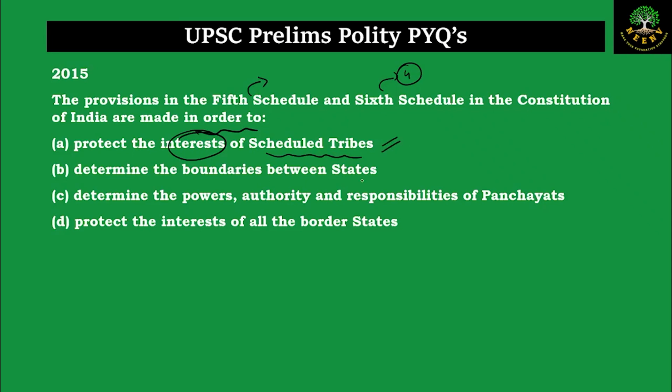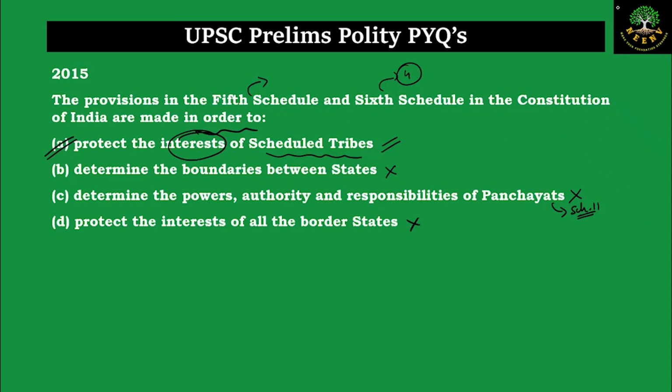It doesn't talk about the boundary divisions between the states, and also it doesn't talk about the powers, authority and responsibilities of the panchayats, because the powers, responsibilities and authorities of the panchayat are dealt with in the 11th schedule. And D says protect the interest of all the bordering states. That is also incorrect. So the best answer is A.